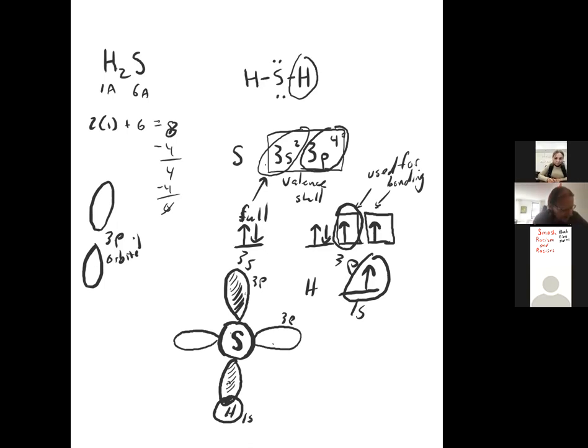So now let me line this up. I'm going to line this up over here. Let me erase this up here and line it so you can see it a little bit better.